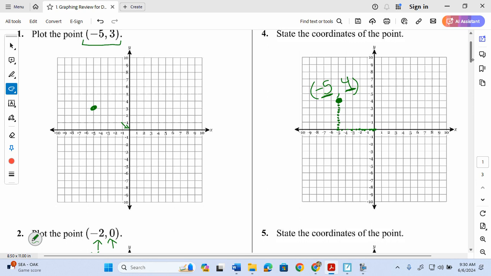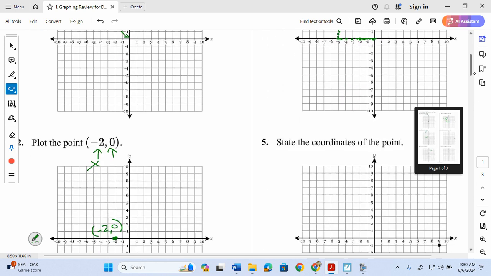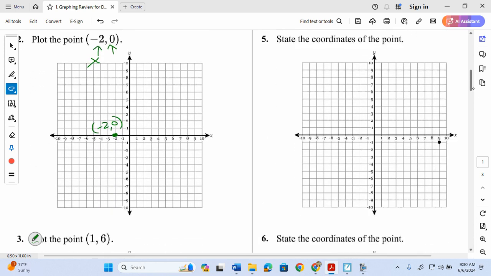the back of the sheet first. Like when we find a point, we're really doing the run first, right? And then the rise. So that's why it can get confusing, and that's why I am going over something that's so basic. All right, state the coordinate.